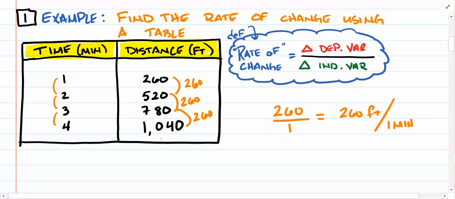So the reason that there's a 1 in the bottom here is because the change in my independent variable is 1 each time. That's why that's down there.